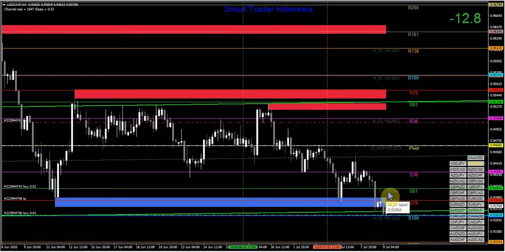I've entered here at weekly support 1 and S61. Why? Because of confluence. I have this and I have that. I entered, my TP is here. You see, guys, I didn't set my TP. Let me just take it from here and put it down here. Yes, my TP is there, which means I'm expecting USD Swiss franc to go up a little bit. This is how I roll, guys. This is how I do this, guys.